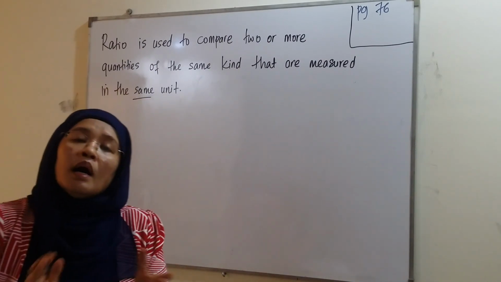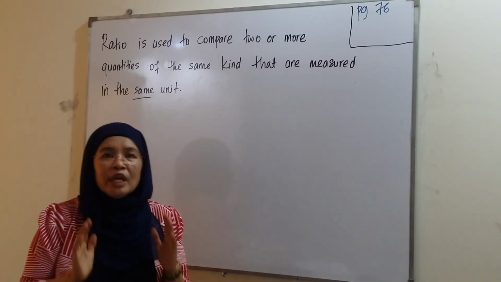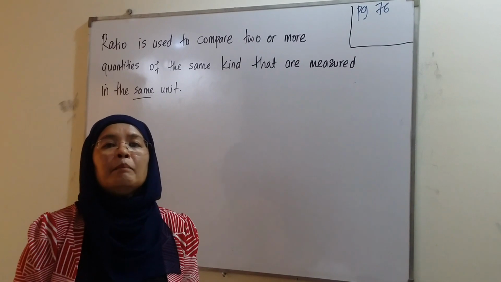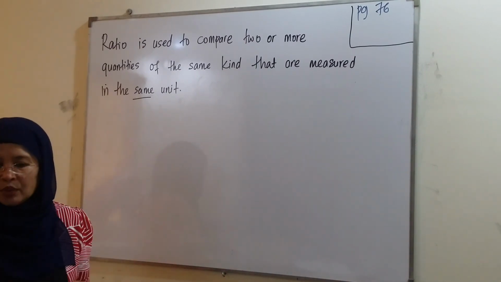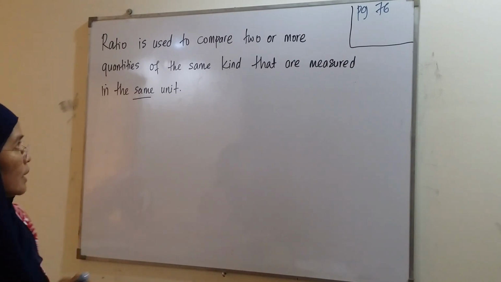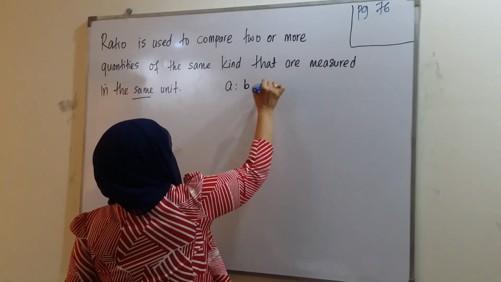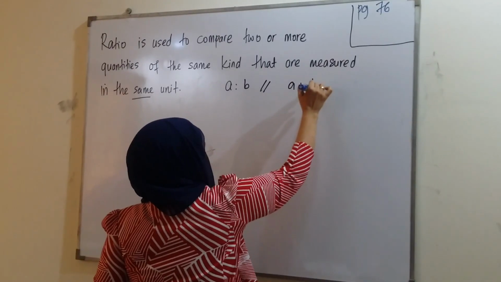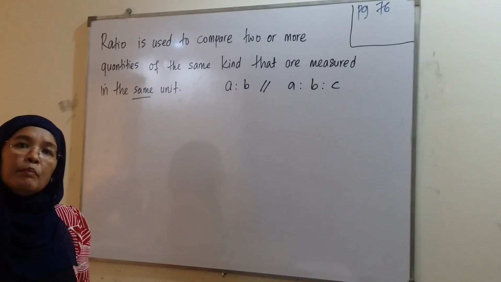Now, where do we usually find ratios? We usually find ratios in maps. If you learn maps in geography, you can find ratios. A ratio can be written as A ratio B or A ratio B ratio C. So at least two terms, and it can be more than two.